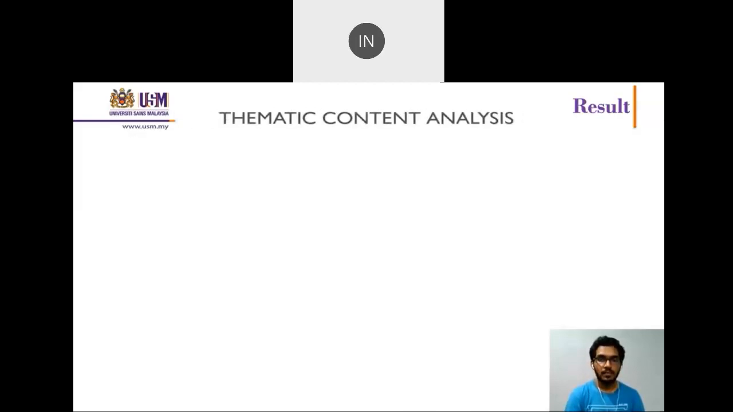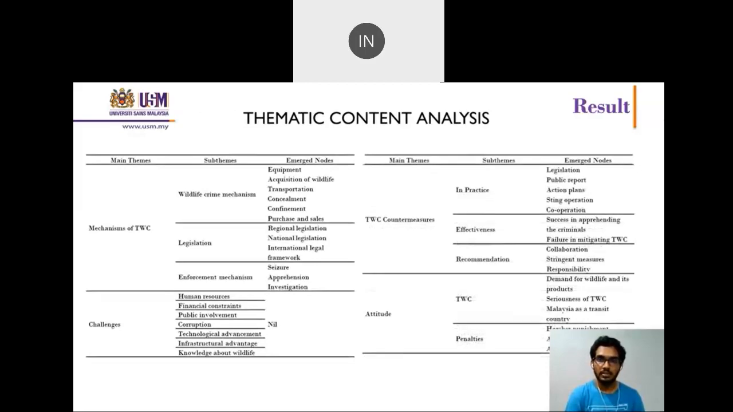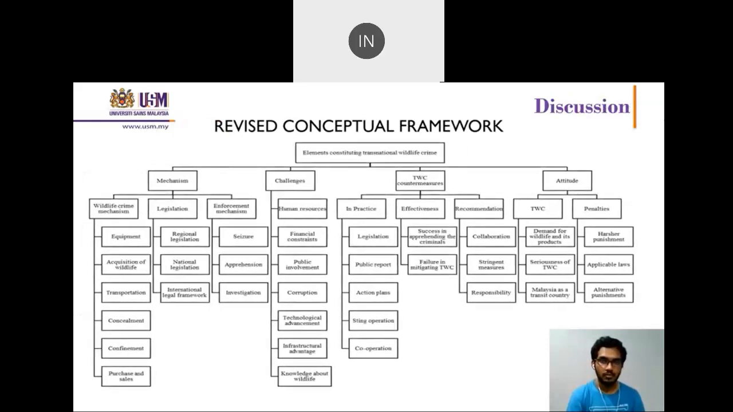Traffic News. These tables show the result of the thematic content analysis, where various sub-themes and emerged notes were identified from the content analysis. These sub-themes were integrated into the conceptual framework. Based on the revised conceptual framework, the mechanisms identified were wildlife crime mechanism, legislation, and enforcement mechanism.